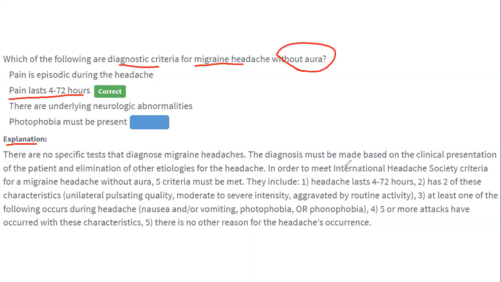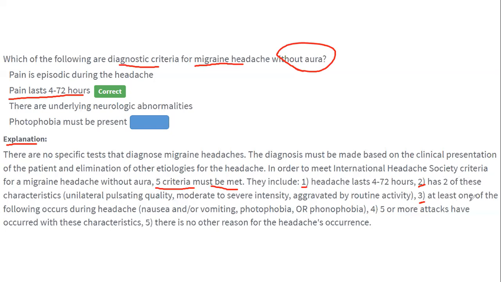In order to meet the International Headache Society criteria for migraine headache without aura, five criteria must be met. Number one, headache lasting at least 4 to 72 hours. Number two, it has two of these characteristics: unilateral, pulsatile quality, moderate to severe intensity, and aggravated by routine activities. So two of these characteristics must be present.